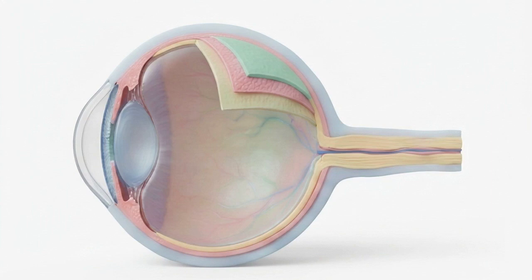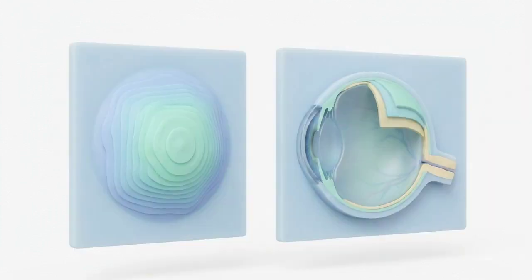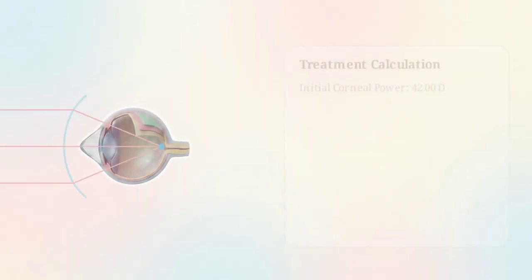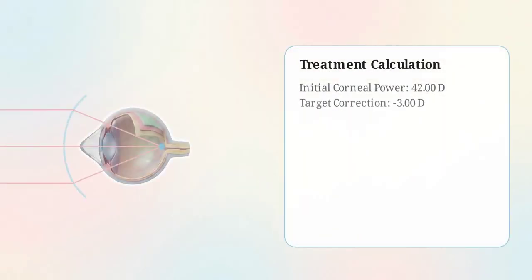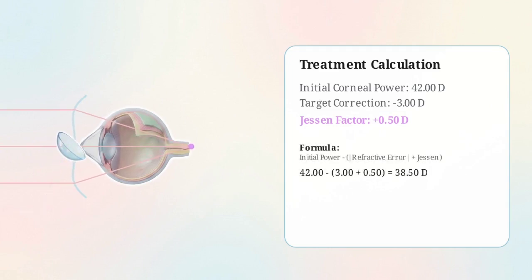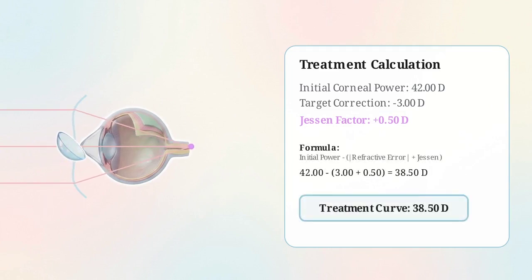In 12-year-old Kim, the developmental window for emmetropisation has already closed. We are now managing the mechanical consequences of a mature, myopic eye. Kim's myopia is progressing, with refractive errors around minus 3.25 and axial lengths exceeding 24 millimeters. To slow axial growth, we use orthokeratology. The right eye calculation begins with the target correction, then adds a plus 0.50 Jessen factor. This overcorrection provides the required central corneal flattening, yielding a final treatment curve of 38.50 diopters.